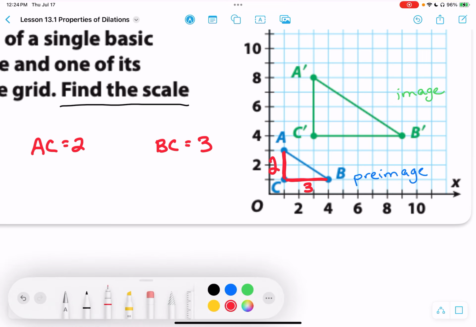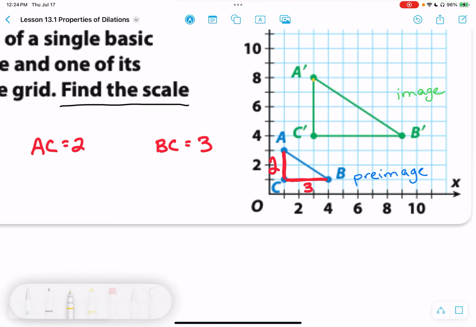Let's compare that then to A prime C prime. So A prime C prime is, if we count our squares here, 4 units. And B prime C prime is 1, 2, 3, 4, 5, 6 units. So let's make a comparison here. A prime C prime is 4 units, and B prime C prime is 6 units.